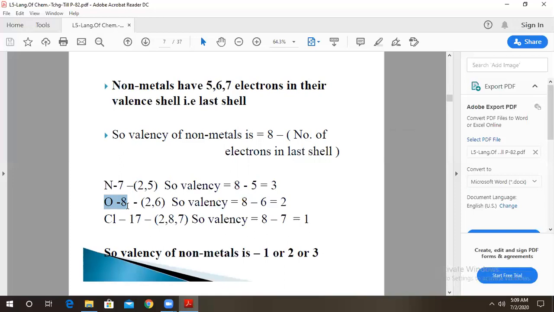Oxygen, atomic number is 8. 2, 6 is the electronic configuration. So the valency is 8 minus 6, that is equal to 2. Chlorine, 17. 2, 8, 7. 7 electrons in the outermost shell or the valence shell. So valency is 8 minus 7, that is equal to 1. That means nonmetals have 1, 2, or 3 as the valency.